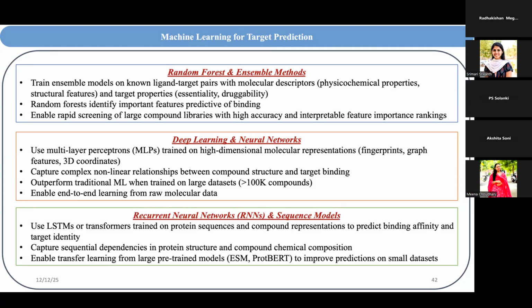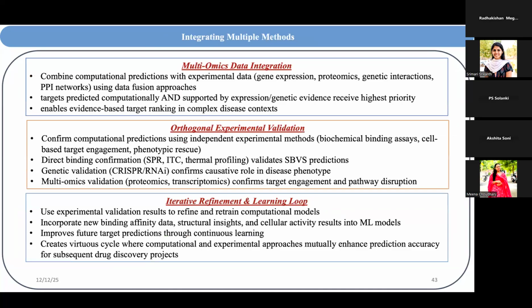It can handle more complex data, and they can take input like graph features and 3D coordinates, and also recurrent neural networks (RNNs) and sequence models. They use architectures like transformers to learn from both protein sequences and compound representations, and integrating multiple methods. So we have seen each of the computational methods and machine learning for predicting targets.